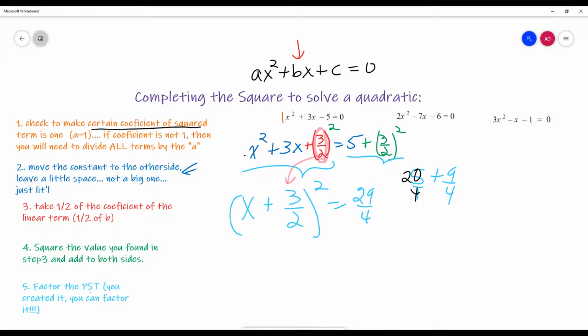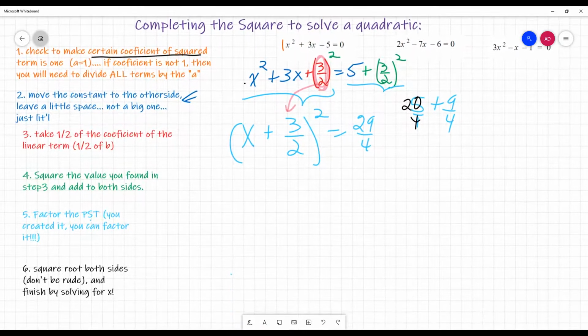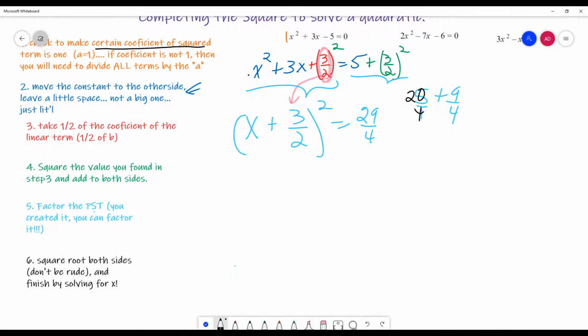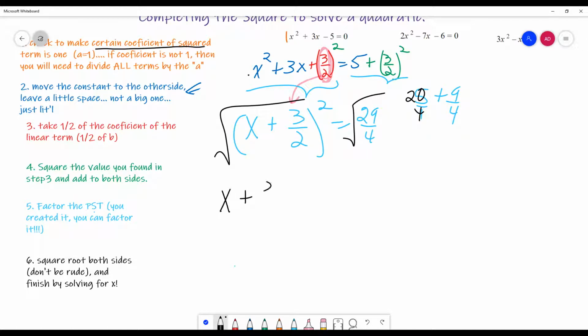All right, so my next step is now I'm going to take the square root of both sides. And I tell my class this all the time: if you walk in with a square root, you also better be walking in with a plus and minus. So I'm going to be taking the square root of 29 and then the square root of 4, which, by the way, is 2. Pause this if you have to. Okay, welcome back.